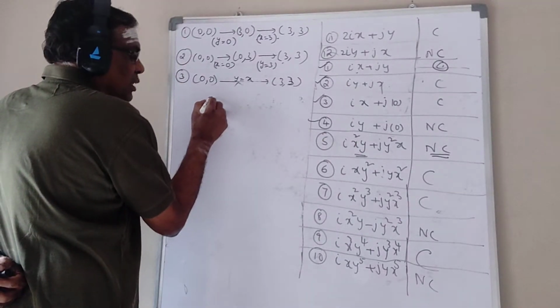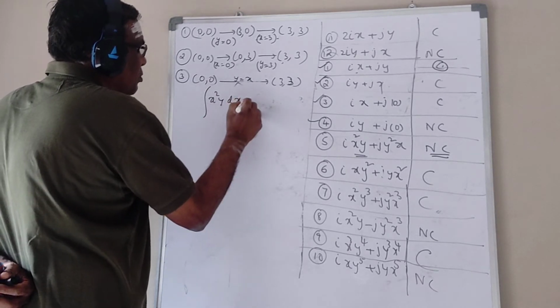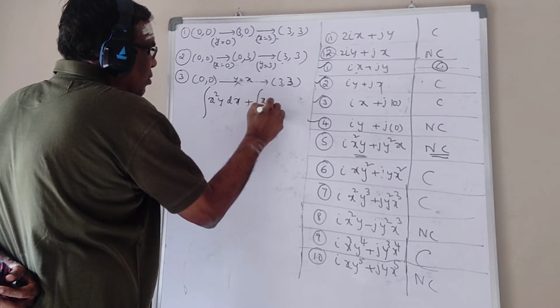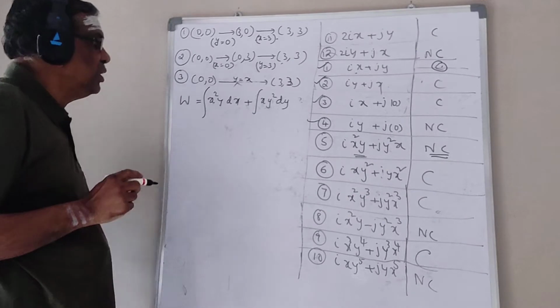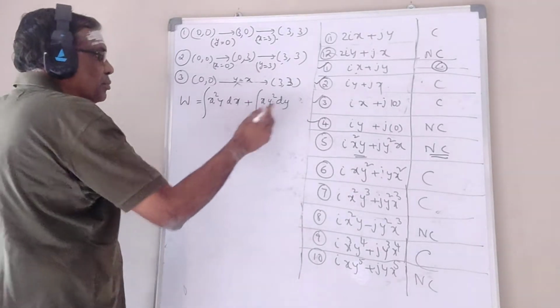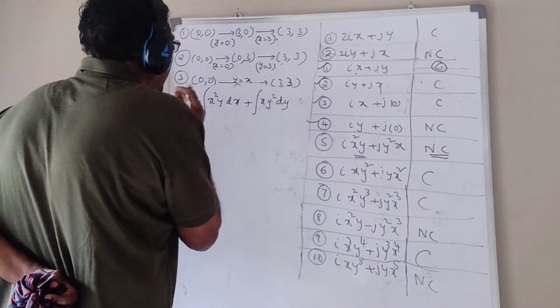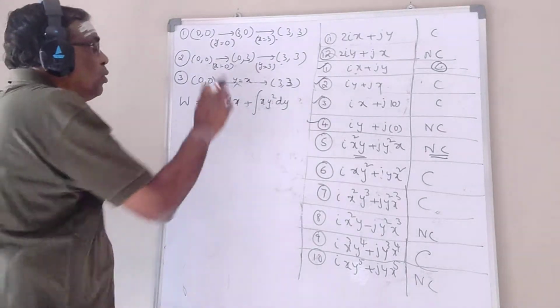The work is the integral of Fx dx plus Fy dy, that is, the integral of x squared y dx plus x y squared dy. Now there is no way that you can combine these two, so it's not possible. So go by path.